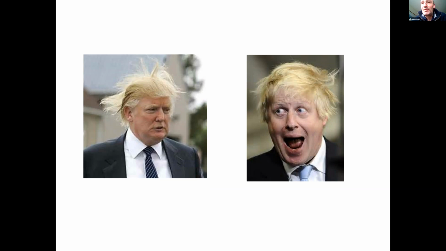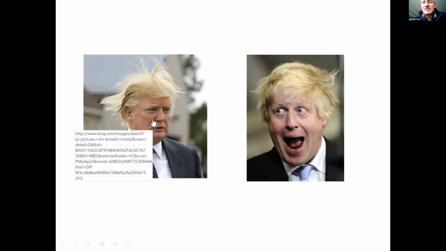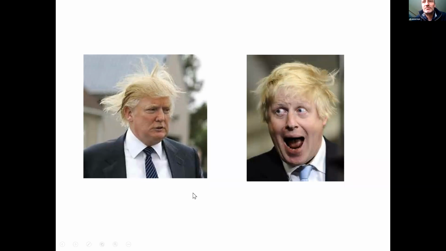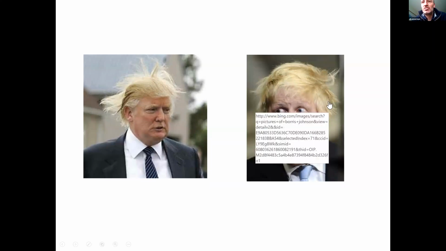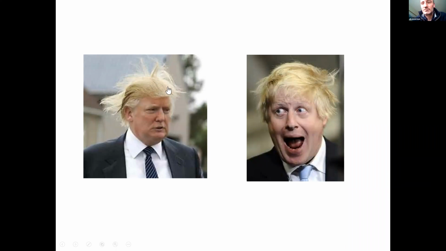Okay, now that's not because Boris is more handsome than Donald or because Boris is any less dangerous than Donald. It's just that you'd already spent some time attending to Donald. You knew about Donald. There was no need to keep looking at Donald. And so when a novel stimulus appears, you'll pay more attention to the novel stimulus. That's because you've habituated to Donald.